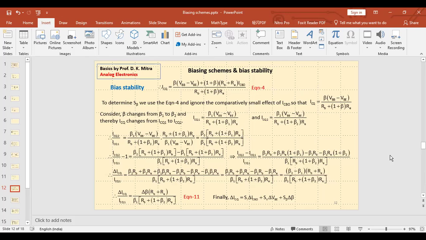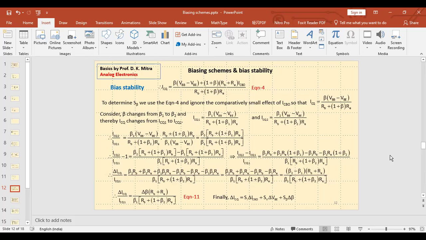It depends upon the environmental temperature. It depends upon the VBE, that means transistor base emitter junction voltage. It depends upon ICBO, that is transistor collector base reverse current. And also it depends upon the beta, the small signal gain of the transistor.